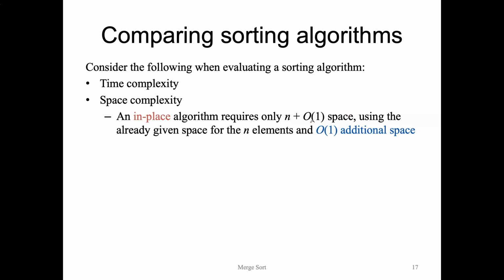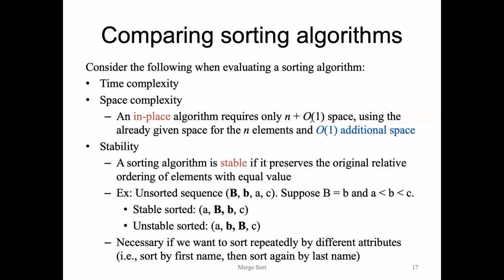The third thing we care about specifically when comparing sorting algorithms is the stability. So we say that a sorting algorithm is stable if it preserves the original relative ordering of elements with equal value. So you might be thinking, why would you want to preserve the original ordering if we're sorting? We want to change the order. But the idea of a stable sort is that for those items that have the same value, it doesn't matter where with respect to each other we put them, as long as we put everything less than it before it and everything greater than it after it.